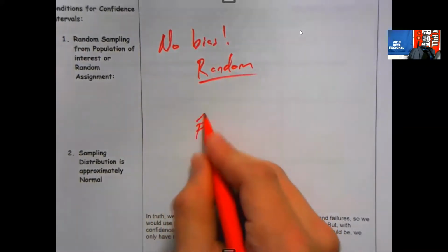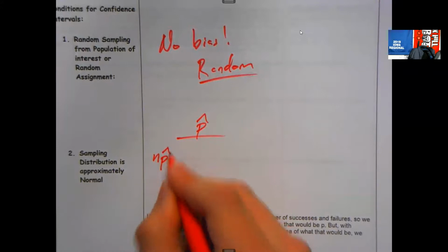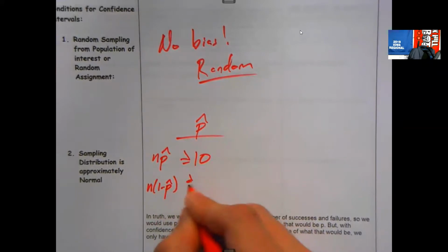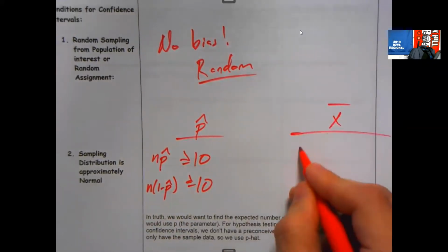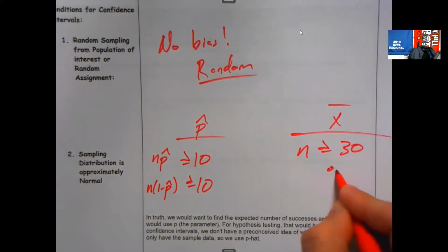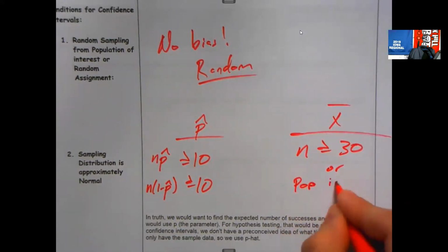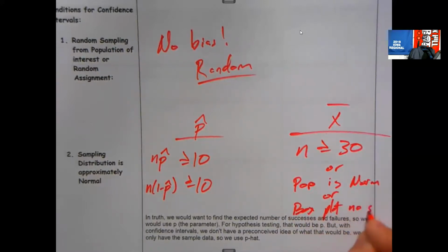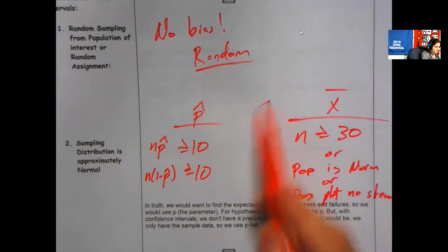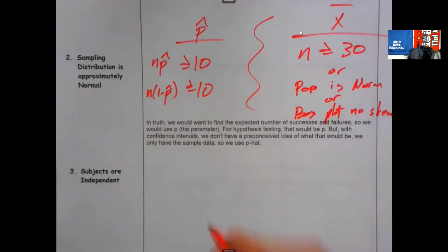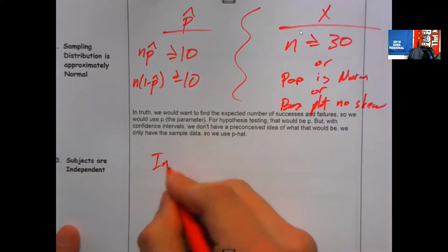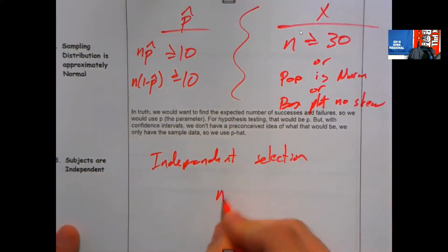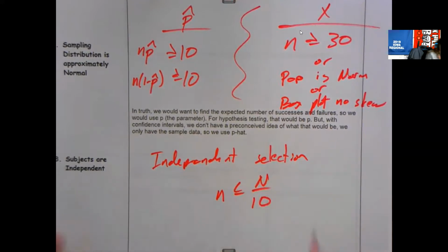If we're dealing with p hats, remember n p hat and n times 1 minus p hat in this case will both need to be at least 10. Or in the x bar case, we need to have a sample of at least 30, or the population is normal, or the box plot has no skew. Great, so we've seen those before. And the last one, we need independent selection, and we need our sample size to be less than or equal to 10% of our population size.